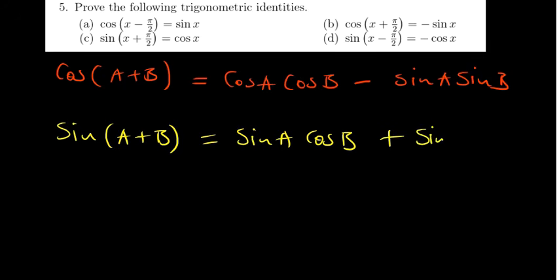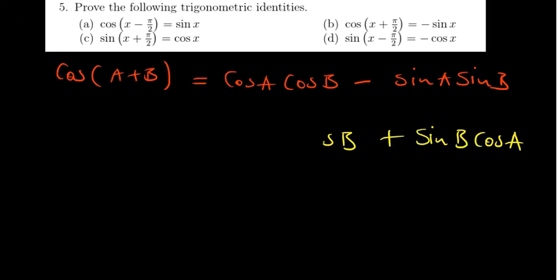Now sine will now apply to b, and then cosine will now apply to a. That's the difference between the two. Okay, so let's apply the same concept. For the first one, cosine of x minus pi over 2. You can pause the video and just try it out.